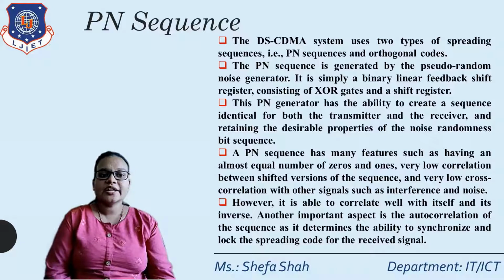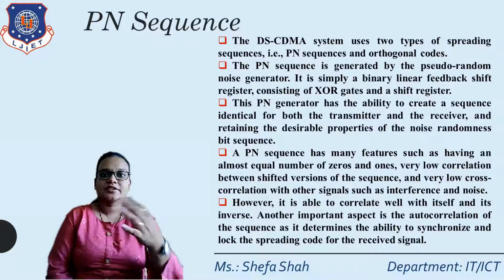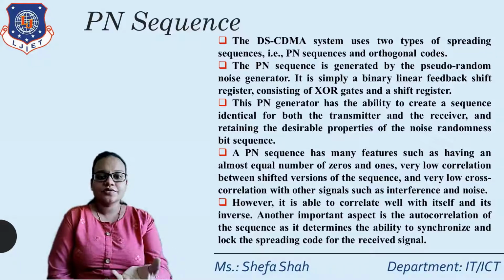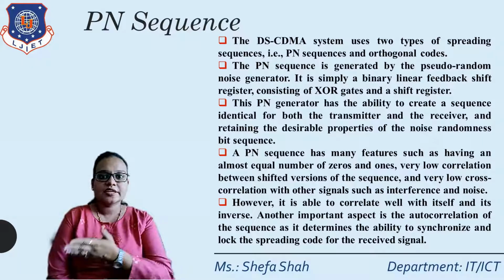So again, with the help of these PN signals at the receiving side, whenever we are going to receive or detect the signals, this PN signal will autocorrelate with its sequence only, and if the sequence is matched, then it will lock the spreading code and the signal will be detected.